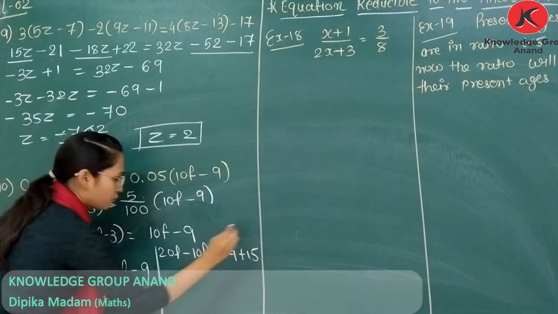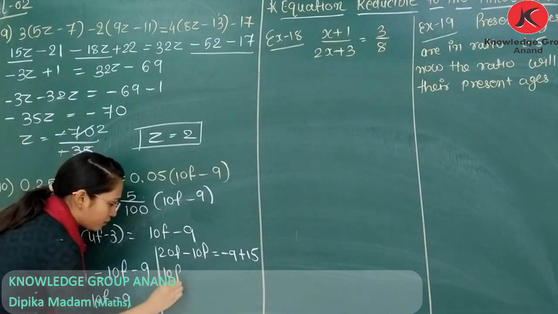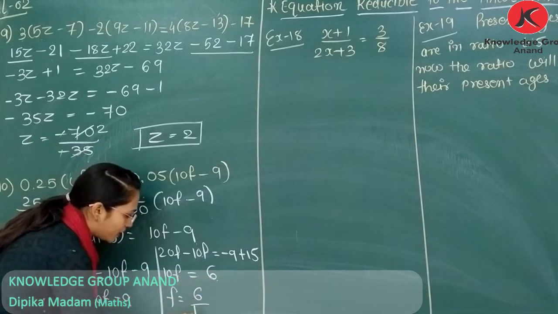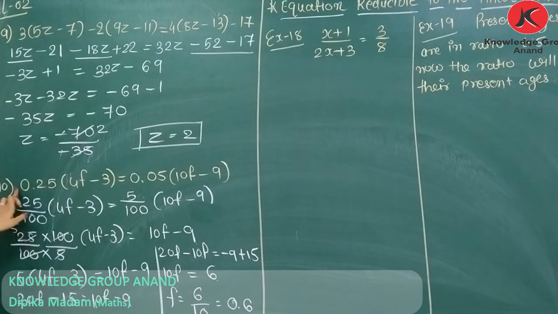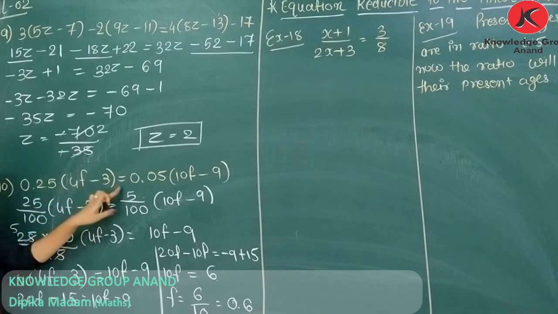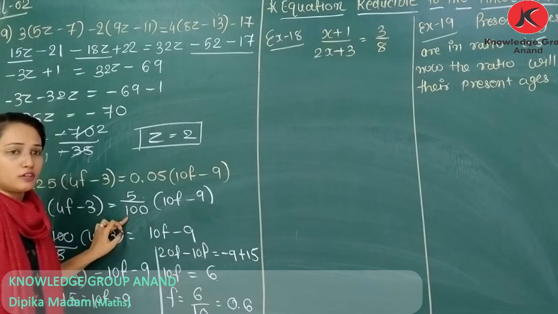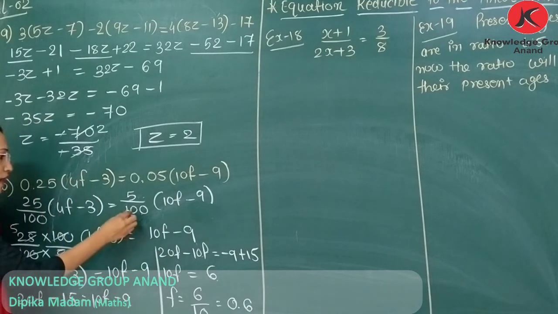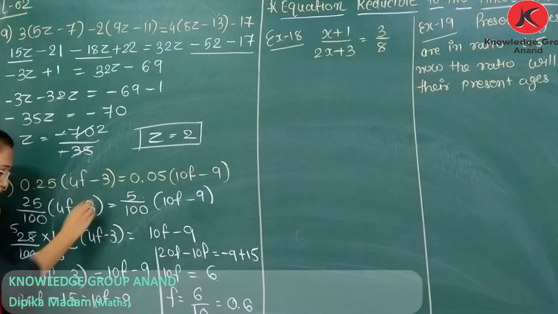Minus 9 plus 15. 20f minus 10f is 10f, equal to 6. 10 in a divide, it is 6 by 10. It is 0.6. Clear? One more time. 0.25, it is 25 by 100. 4f minus 3 as it is, 5 by 100, 10f minus 9. Now here 5 by 100 is in a multiplication of the whole term. So you can move it to the left side, 100 becomes numerator, multiplied with 100, and 5 becomes denominator.